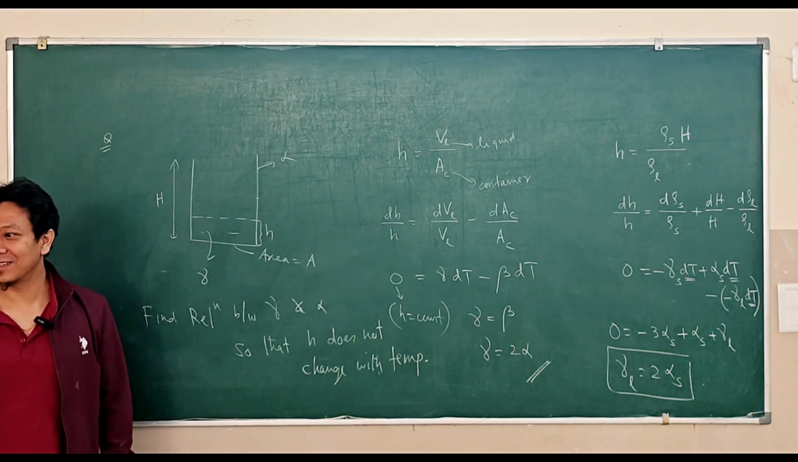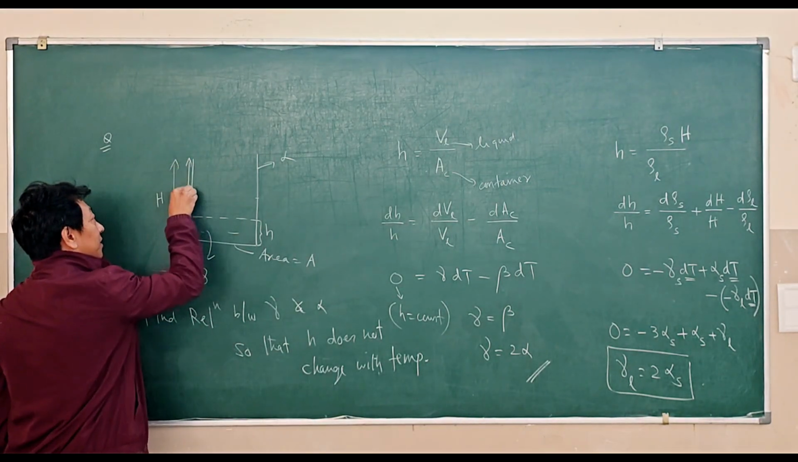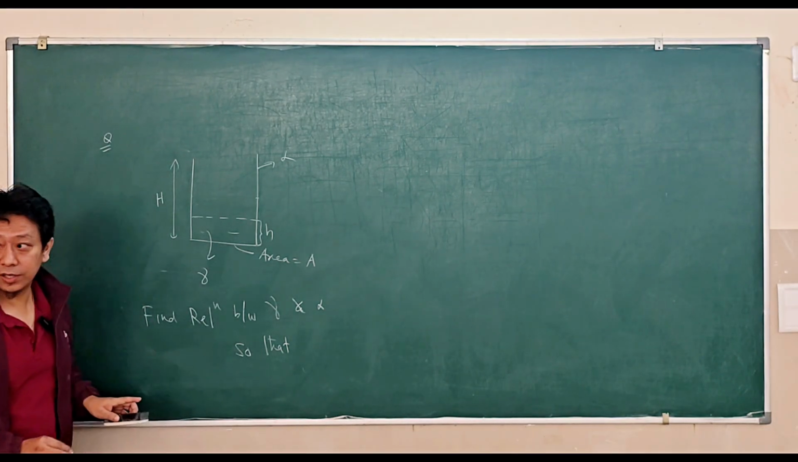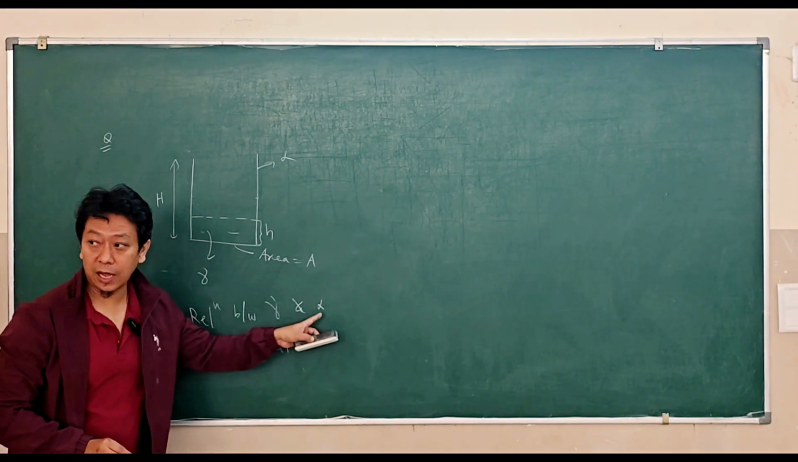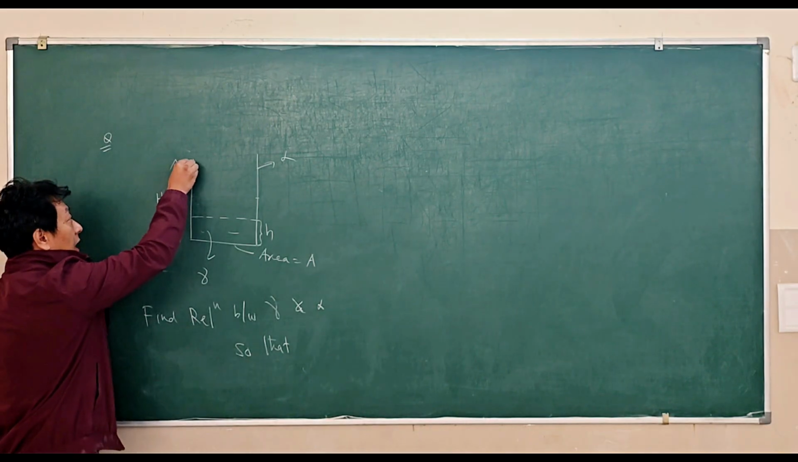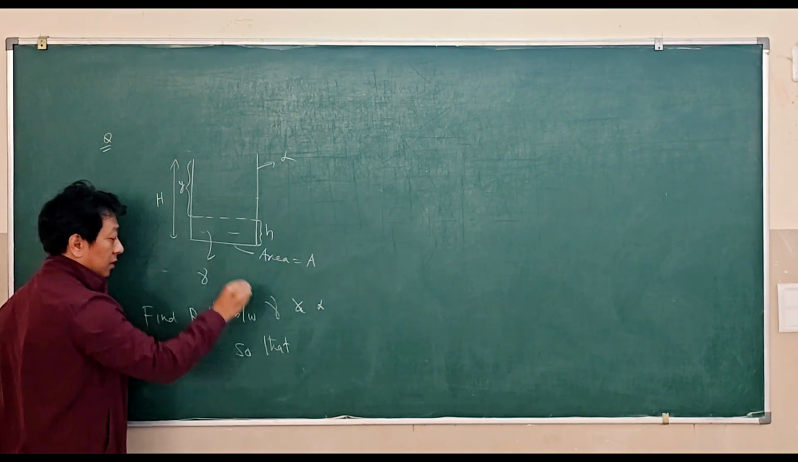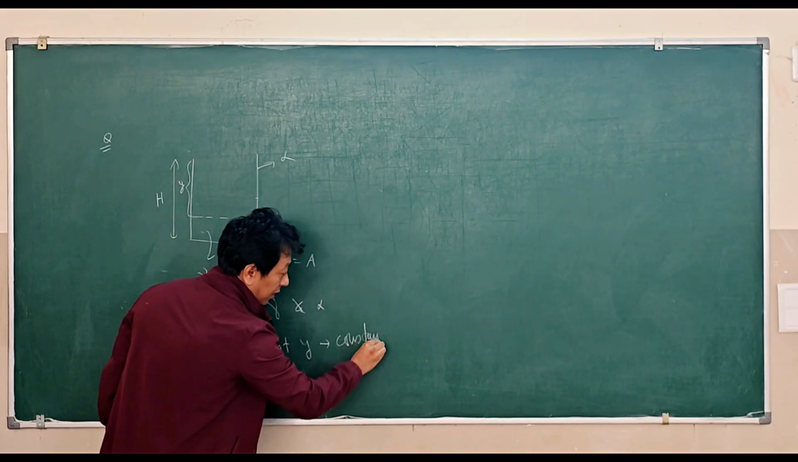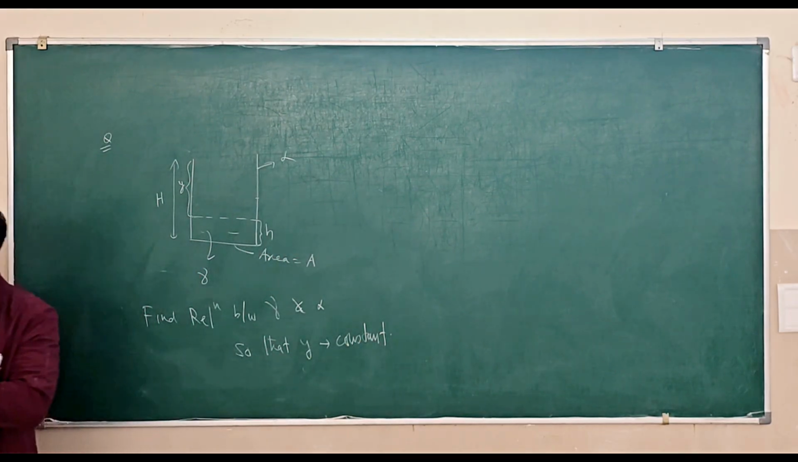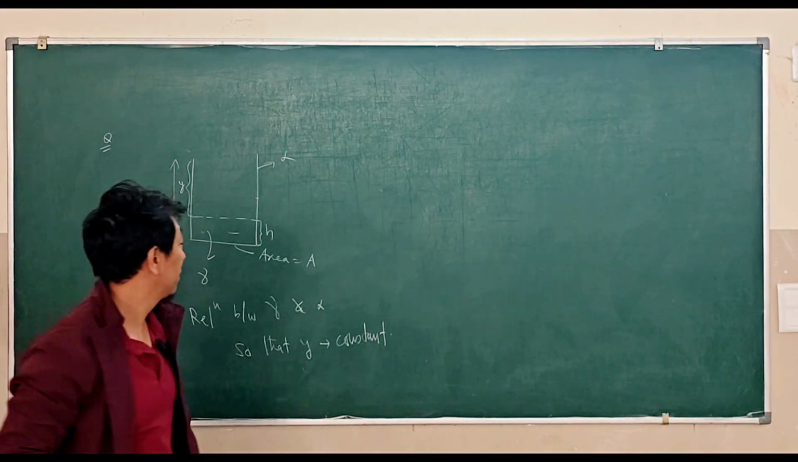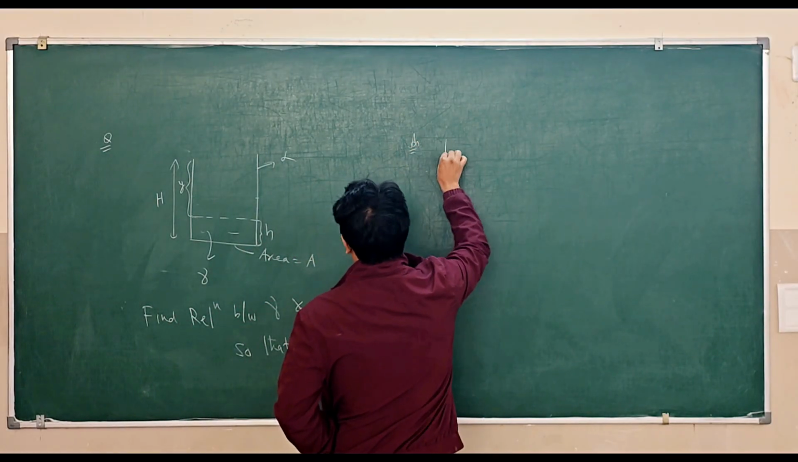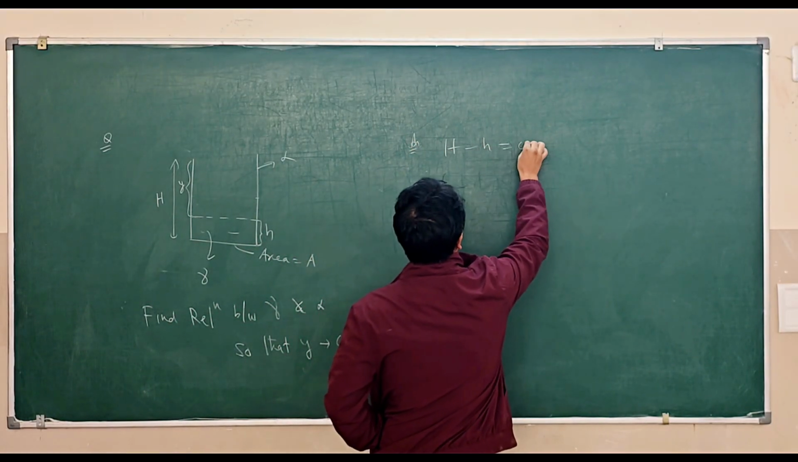One more we will ask. This height should not change. So the next question is, find relation between gamma and alpha so that this height, which I will call y, remains constant. When I say remains constant, I mean with changes in temperature here. So if y remains constant means what, students? H minus h should be constant.